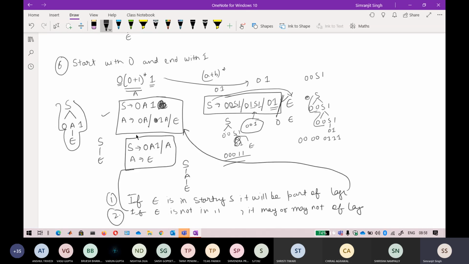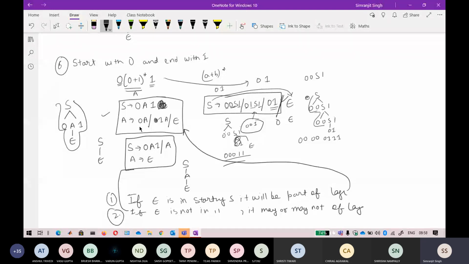Don't think that if epsilon is not in the starting symbol, it will not be a part of the language. It can also happen in cases like this. But if epsilon is in the starting symbol, it will always be a part of the language. If you have any other doubt, just let me know.